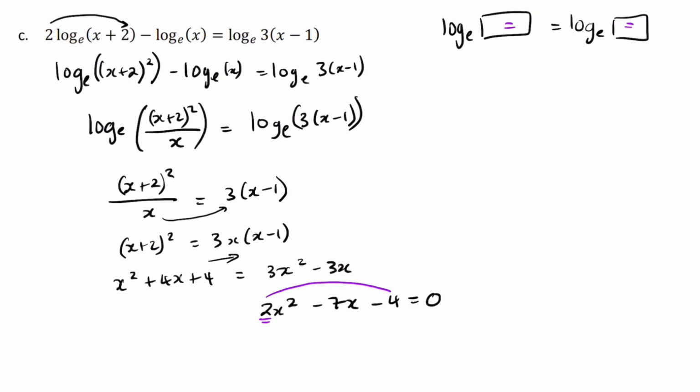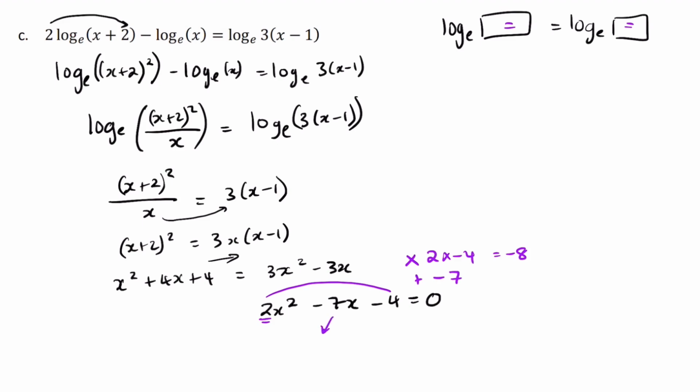So what we have to do is think of two numbers that will multiply to give me what these multiply to. So that's 2 times negative 4, which in this case is negative 8. And then add to give me the middle number, which is negative 7. So what that looks like, it'll be negative 8 and then plus 1.